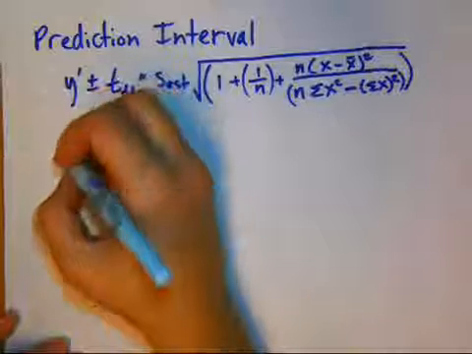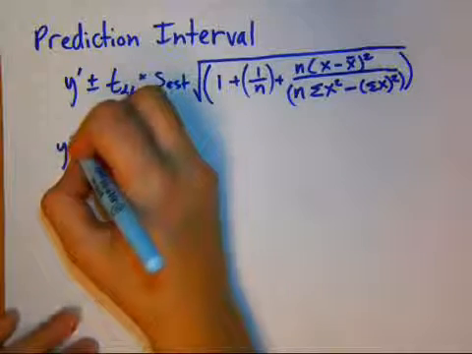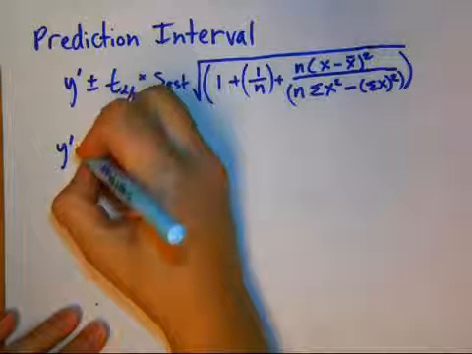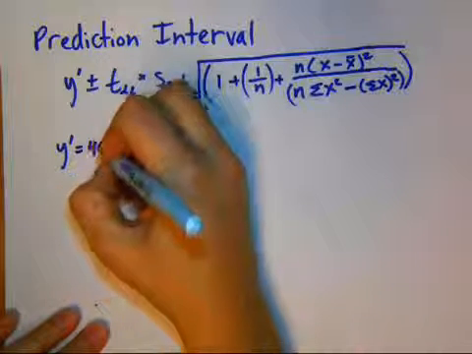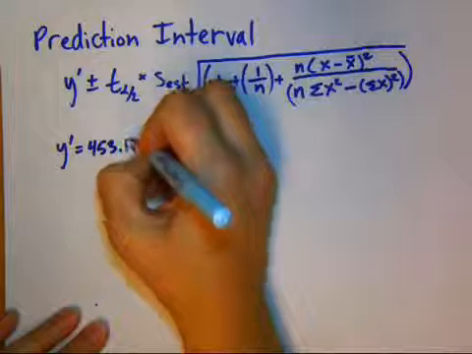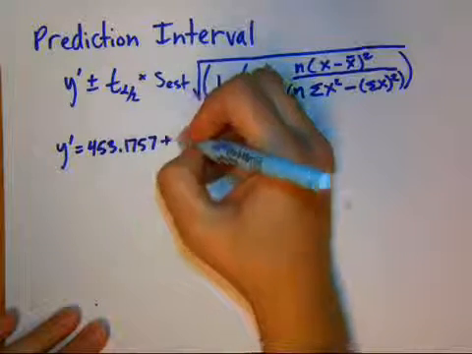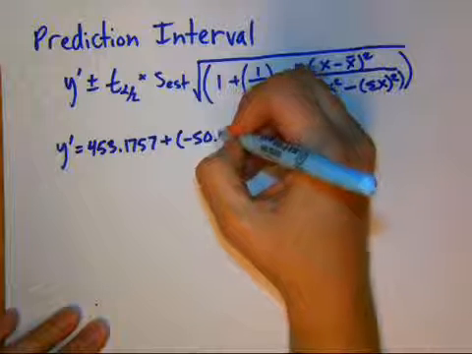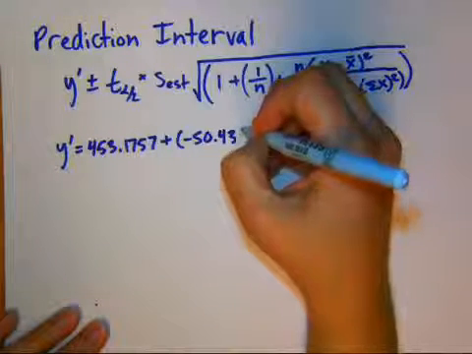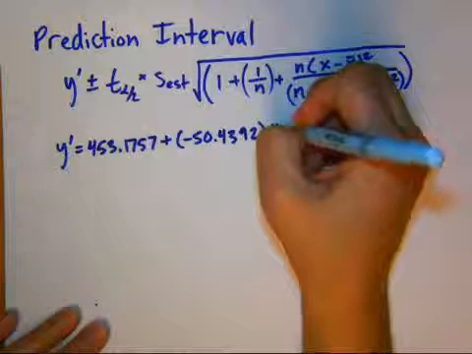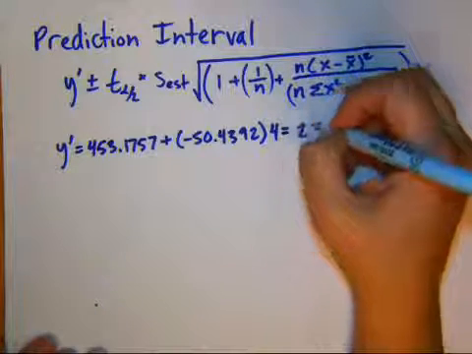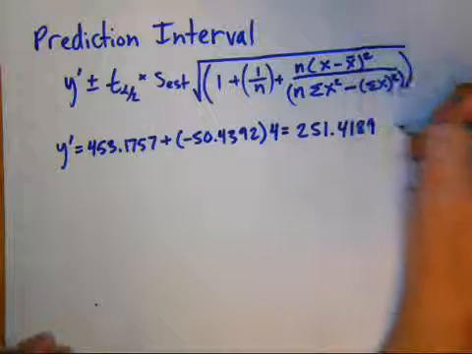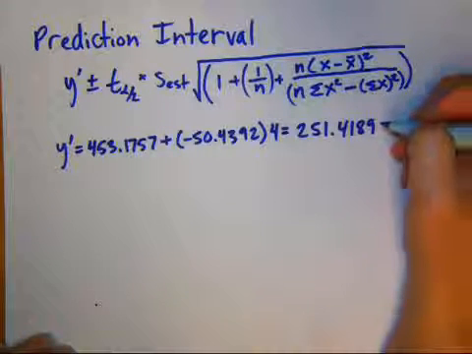We need to be able to find our value for y hat, y prime. So what we're going to be doing here is taking our regression equation and plugging in x equals 4 to predict the contribution amount for somebody that's been out of school for 4 years. So if I plug that in, I get 251.4189. So that's a dollar amount you would expect on average for 4 years.